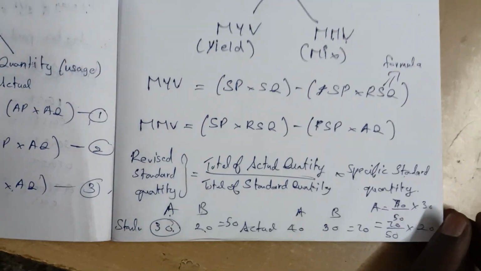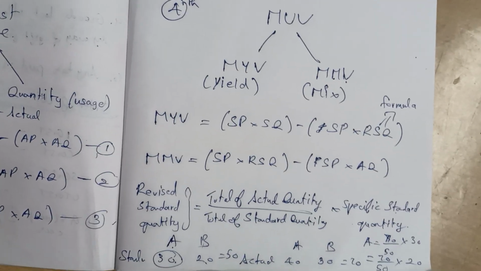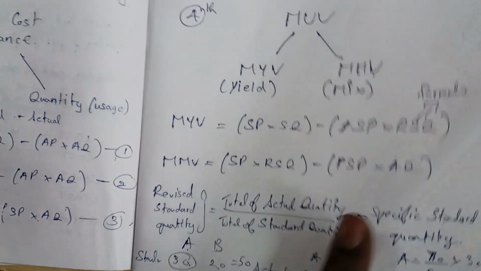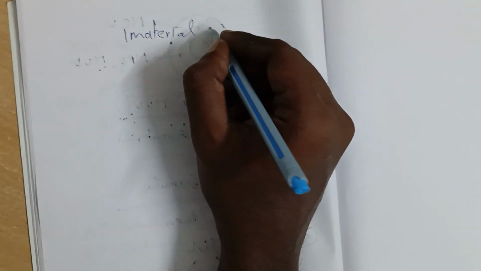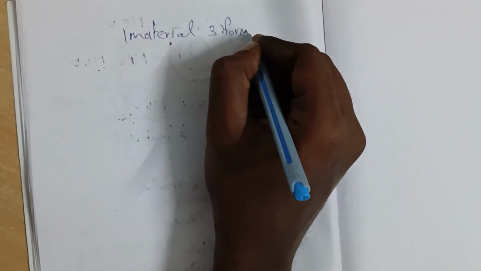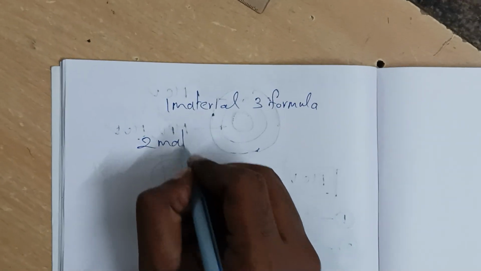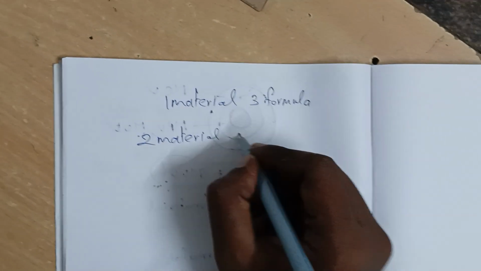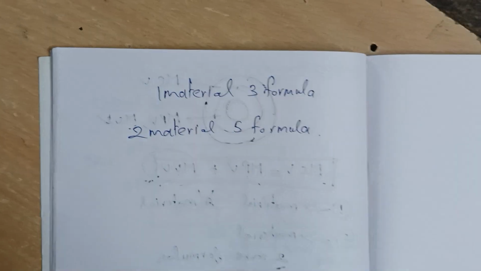Now I guess I have covered most of the things. So the conclusion is one material, three formulas. Two materials, five formulas. That's it.